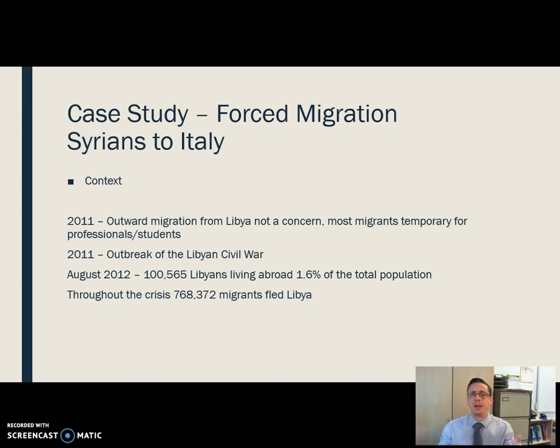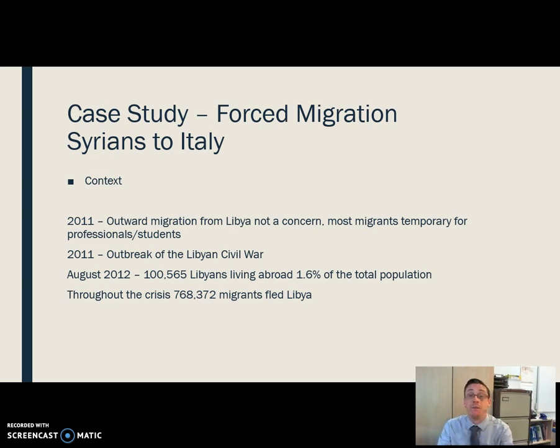Now, a couple of bits of context. Before 2011, particularly for Libya, outward migration wasn't a particularly big concern. Most migrants were temporary professional migrants or students who were leaving Libya. But then in 2011 we've got the outbreak of the civil war in Libya. By August 2012 we've got over 100,000 Libyans living abroad, which is 1.6% of the total resident population of Libya.